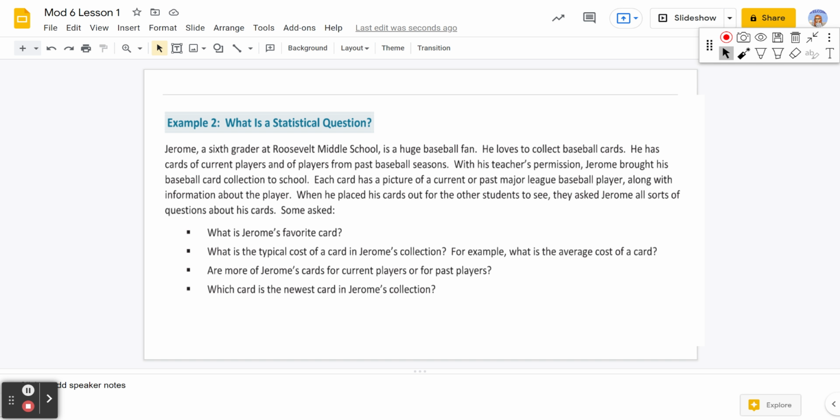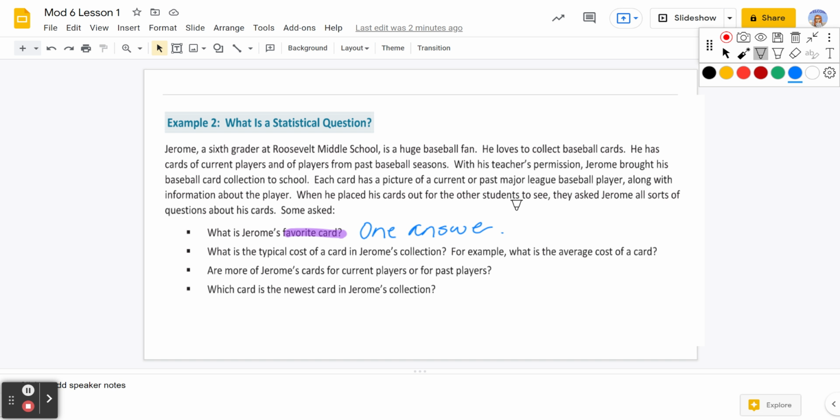So what we talked about here was which ones are good statistical questions. A statistical question is one that can be answered with data. So we have to be able to collect it. A statistical question also has answers that will vary or be different. It is not a one answer thing. So when we look at what is Jerome's favorite card, that only has one answer. So that is not a good statistical question because there's one answer.